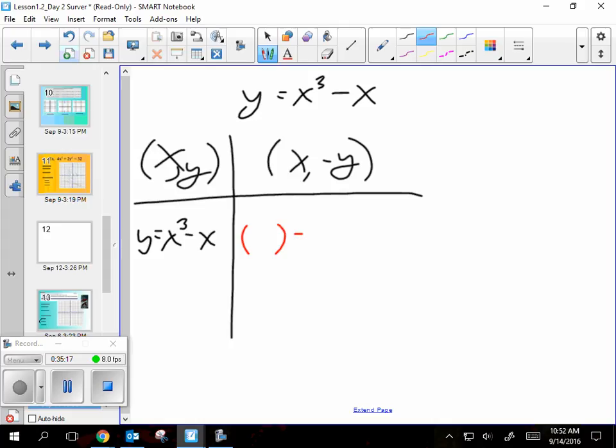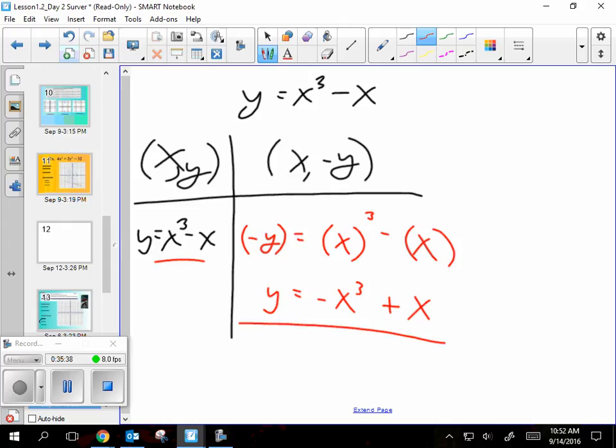So here's my empty spot to the third minus empty spot, and I drop in x's stay the same. Y becomes negative y. Now I simplify it to solve it for y. Multiply everything by negative 1. Y equals negative x to the third plus x. Are these identical? No. So it does not have what kind of symmetry? It doesn't have x-axis symmetry. It might still have y-axis symmetry. It might still have origin symmetry. It's your job to figure out.